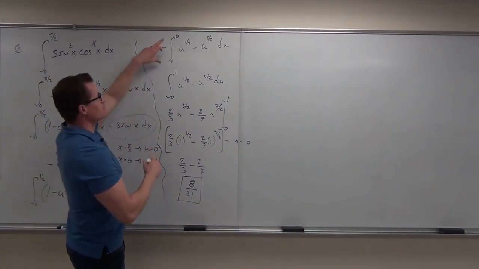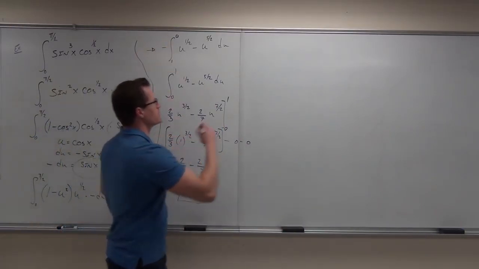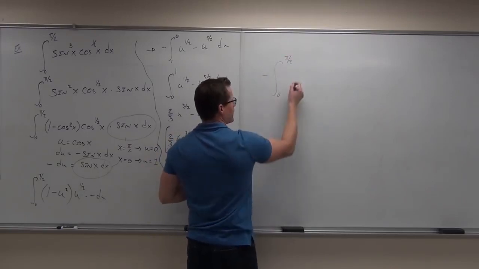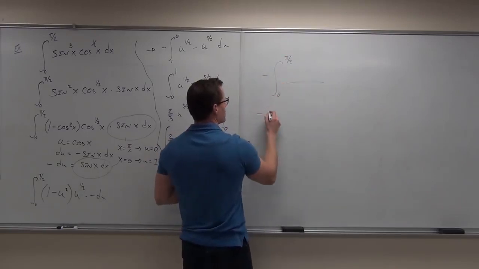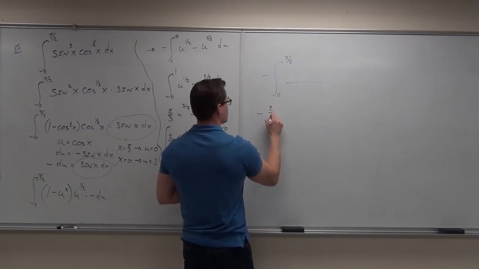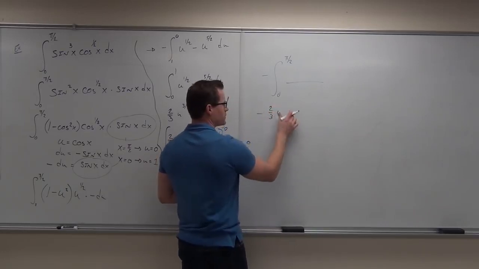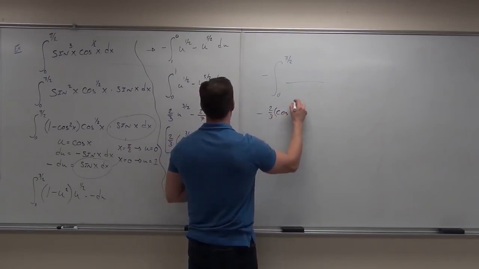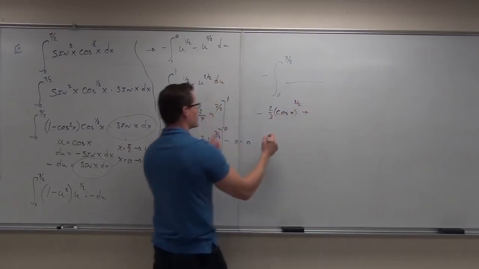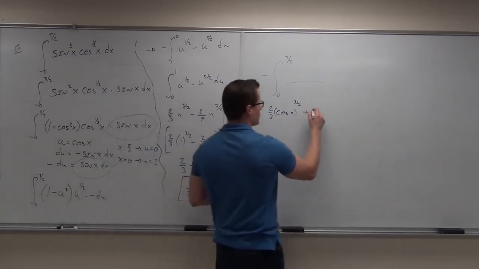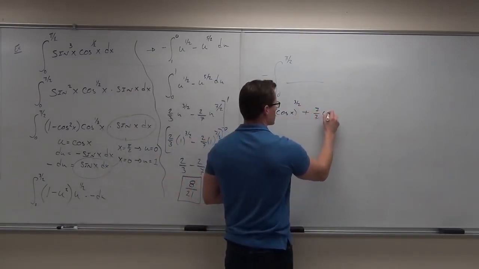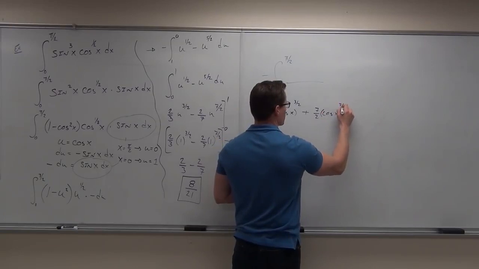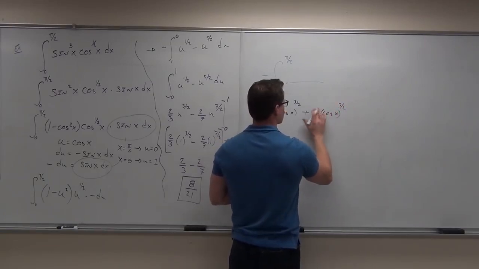If you left it with the original bounds, you would get negative integral from 0 to pi over 2, like that with all this junk. And then you'd have negative 2/3 u, but the u would become cosine x to the 3/2, plus, because you would distribute the negative, 2/7 cosine x to the 7/2. Sorry, I had this backwards, 2/7.